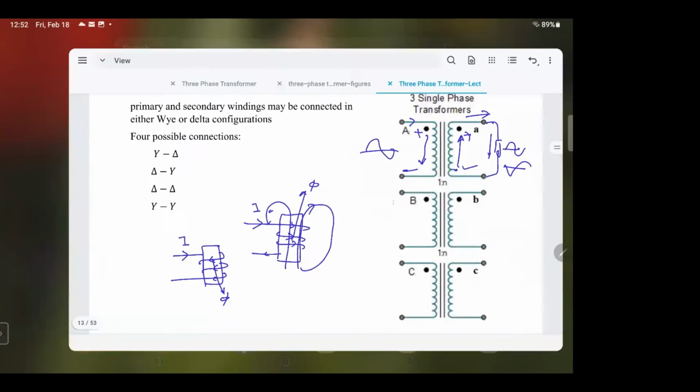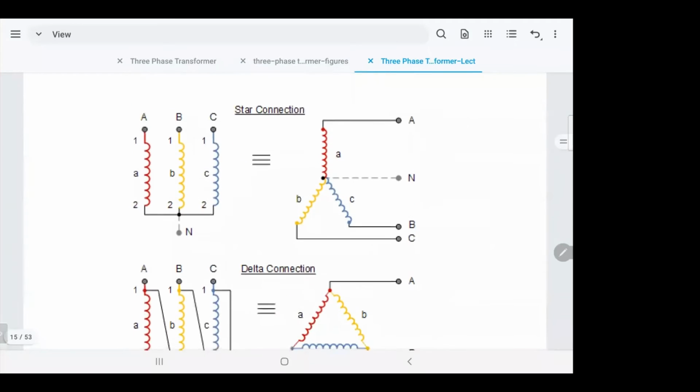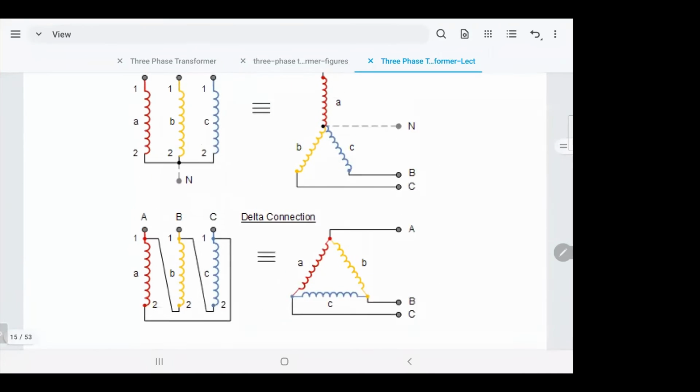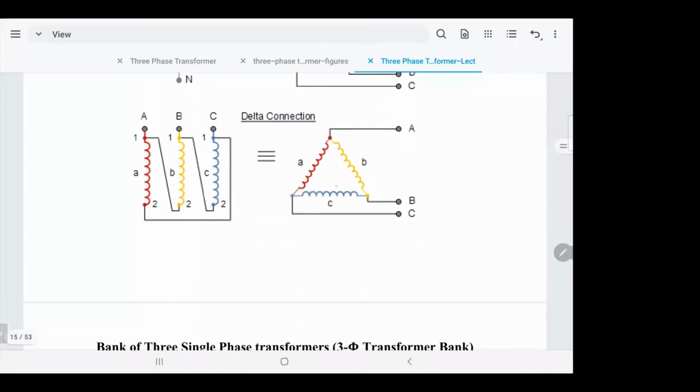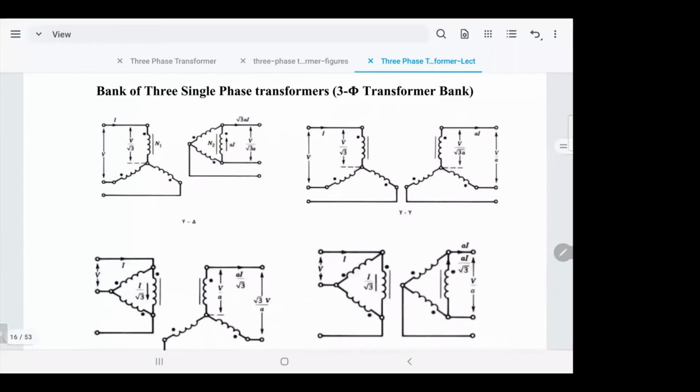Let's continue. Here I'm showing you what I did: one star, one delta. It's very easy, that's the way we do it. And this is another way that we get familiar with, but this is actually what we do in the lab. That's what we do just to make it look like delta and help in other analysis too. So there are many kinds. You can have star delta, star star, whatever. But you have to know the relationship between phase and line for delta and star.